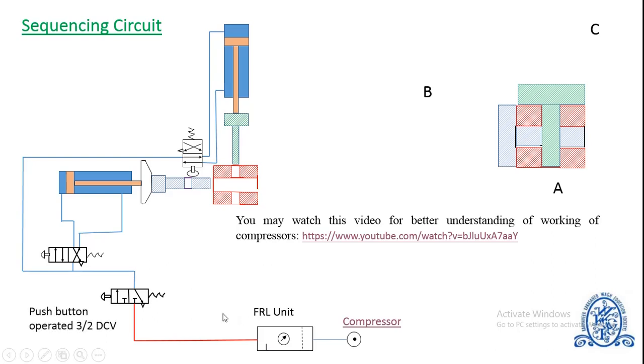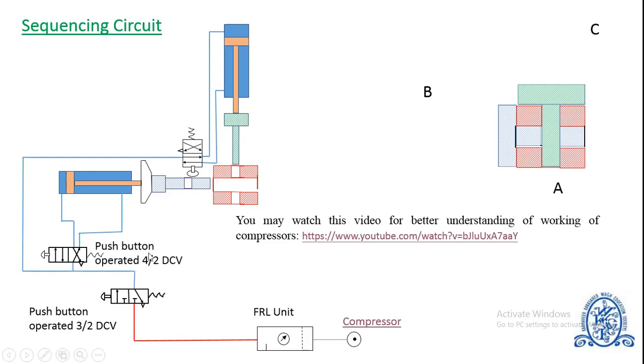Next component is push button operated 3x2 direction control valve. Here 3x2 means 3 ports and 2 positions. The 3 ports are port 1, port 2 and port 3. And the 2 positions are on and off. So this is off position. When the operator presses the push button, the valve will go to on position. And once the valve goes to on position, then the compressed air will be available for further components.